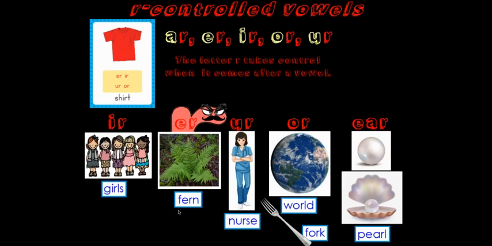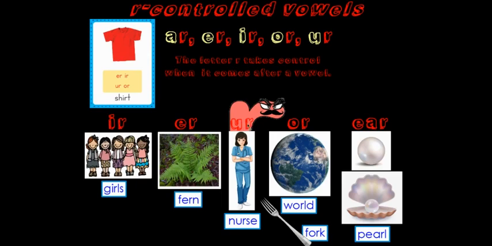Our next word is fern. A fern is a type of plant. Let's say that word again. Fern. Notice how we're not saying the E sound, "eh"? We're not saying "fehrn." We're saying fern. It's making one sound. So this word is an example of the R-controlled vowel E, E-R.